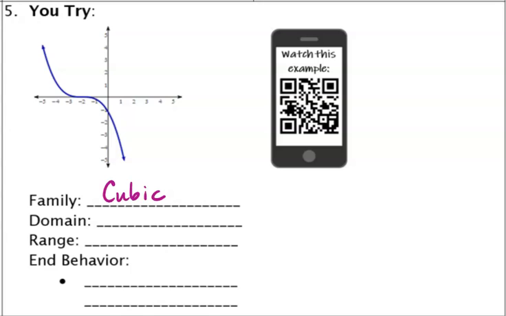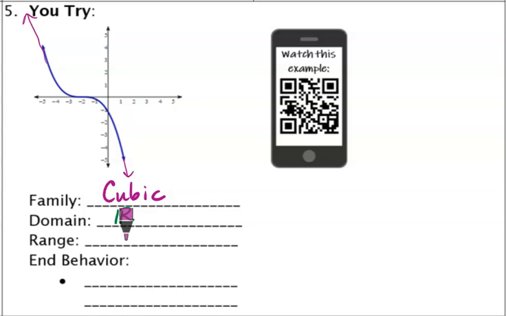As far as the domain goes, if I look at this graph and I tried to follow it going all the way to the left and all the way to the right, it would keep getting farther and farther to both sides as you go on forever and ever. So that means that the domain of this function would be all real numbers. And that is something that is actually going to be true of every single cubic function. Your domain will always be all real numbers.